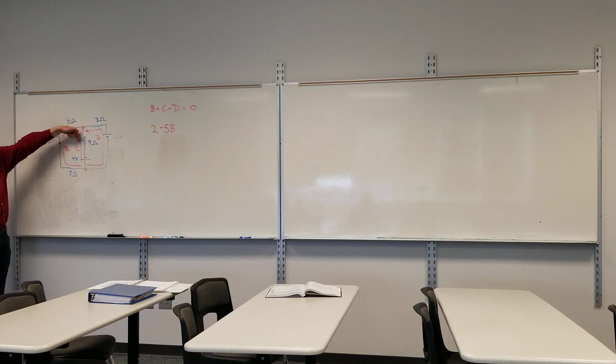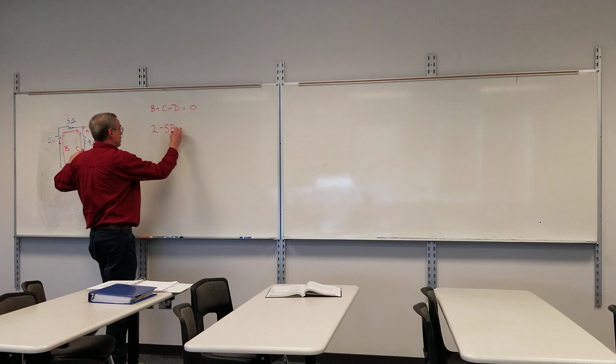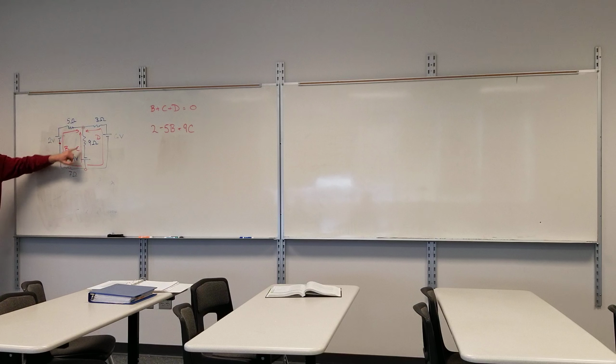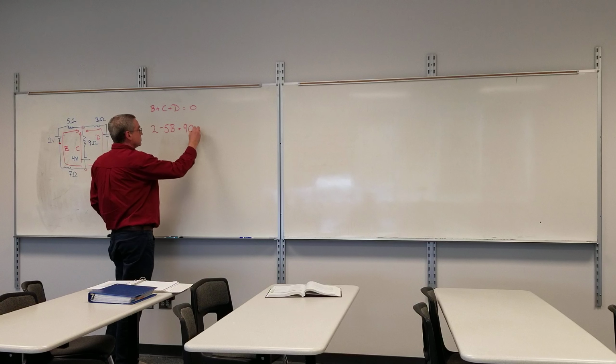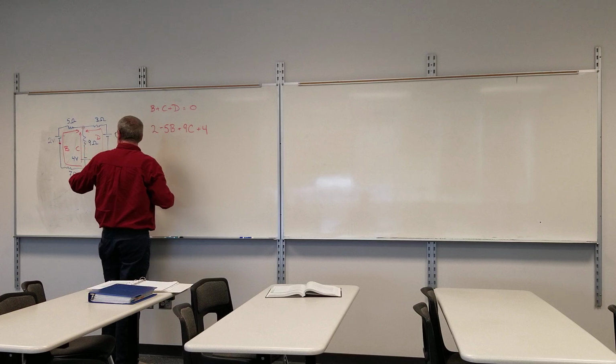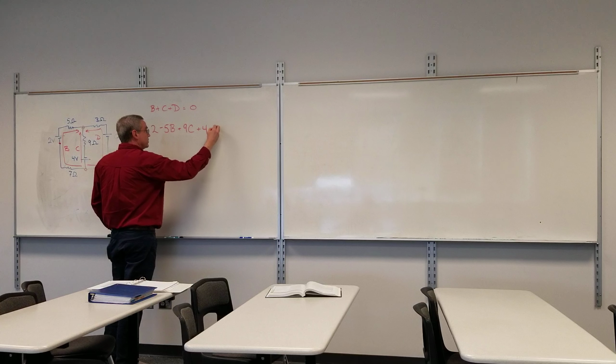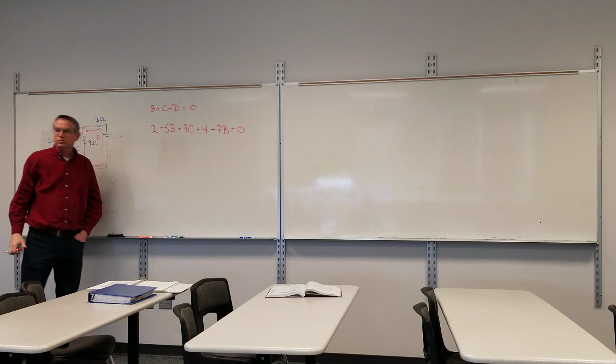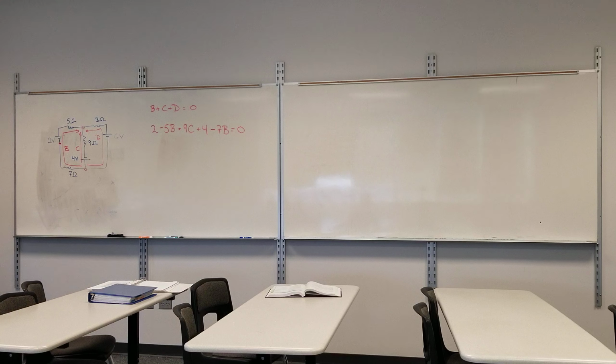Continuing down, I'm now going against the current, so I must be going uphill. So I'm going to gain 9C. I go across my 4 volt battery from negative to positive, so I gain 4. And then finally, coming across my 7 ohm resistor here with my current D, minus 7B equals 0. So each component contributes a term to my equation.